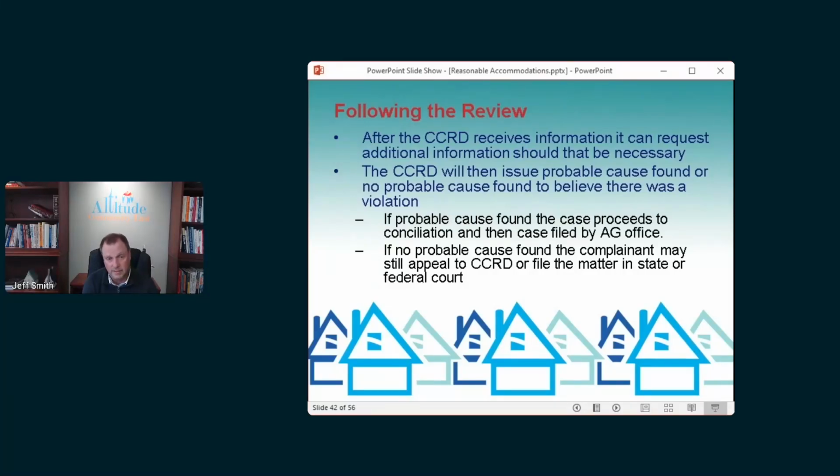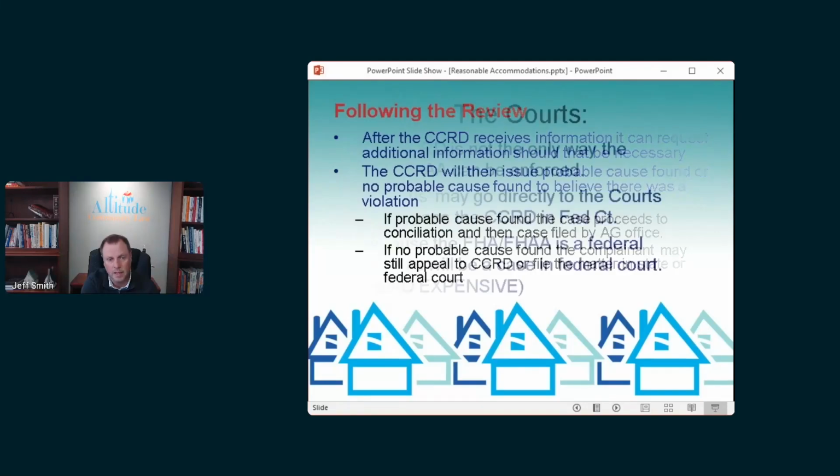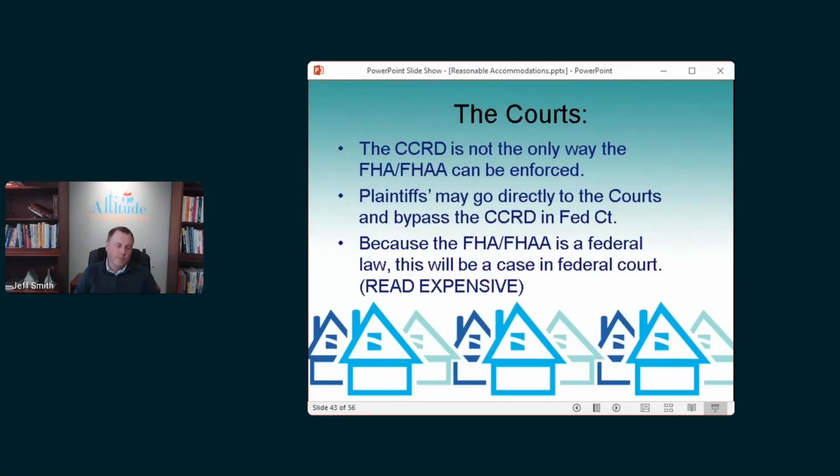If probable cause is found, the next step is conciliation. If we aren't able to resolve it in conciliation, then we would go to the CCRC, and there would be a hearing, and the CCRC panel would determine whether or not the association was in violation. If they find that we were, we can still appeal that. But typically, if you've been found for probable cause, your attorneys are going to tell you we need to figure out a way of conciliation to make this go away.